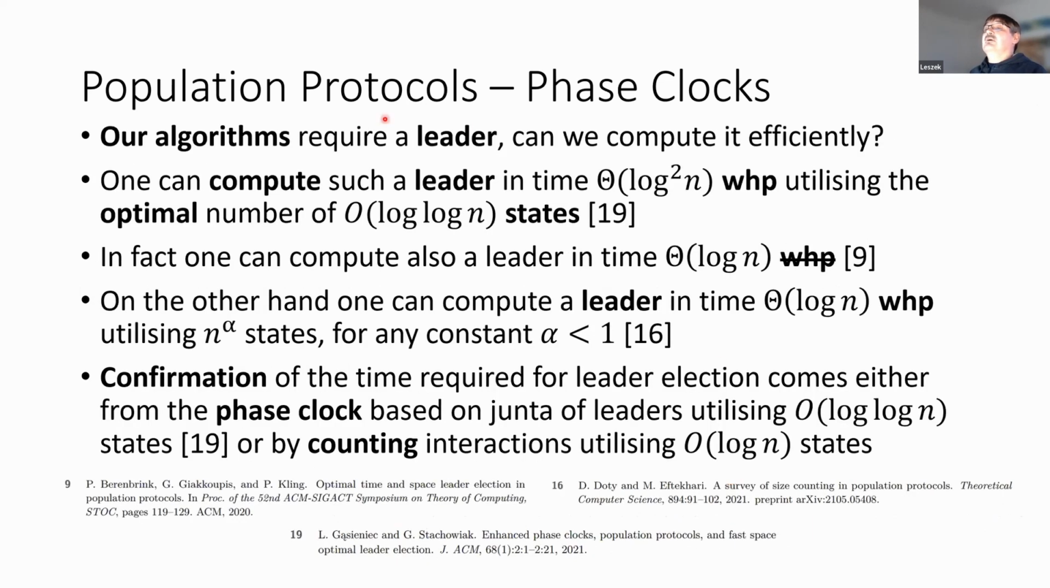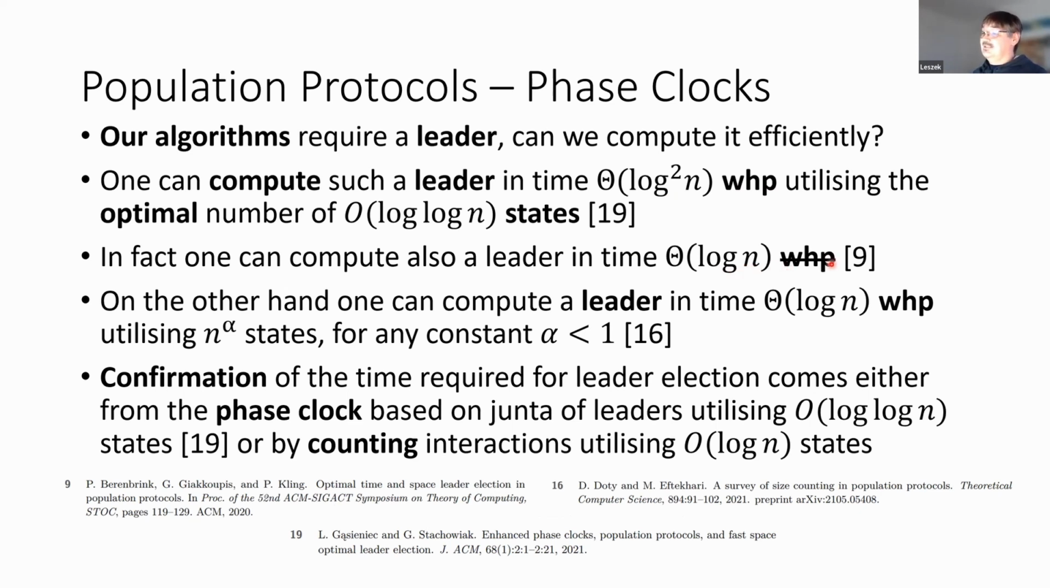So our algorithms require a leader. And obviously, such a slow computation in log n time is not good enough. But we already know that we can solve the problem faster, in log square time with high probability. This is probably not fast enough for some of our algorithms. So there is another paper that solved this problem in logarithmic time, but unfortunately, this is not with high probability.